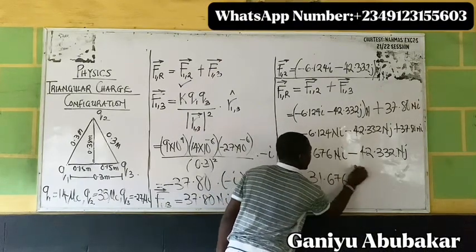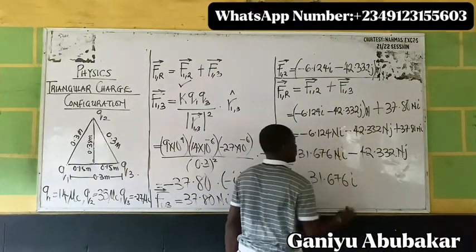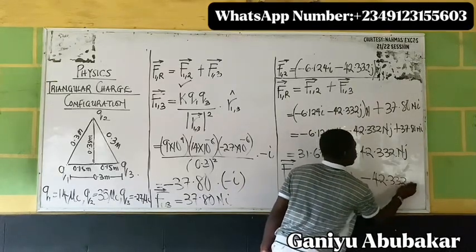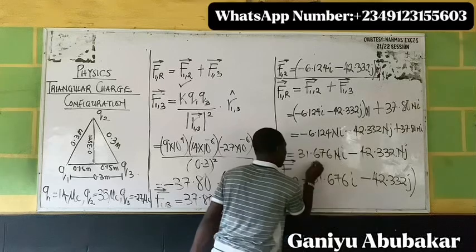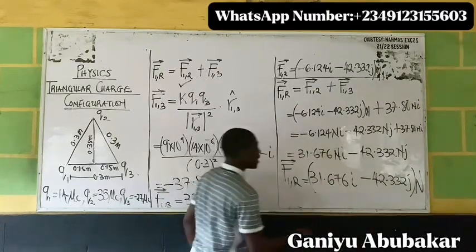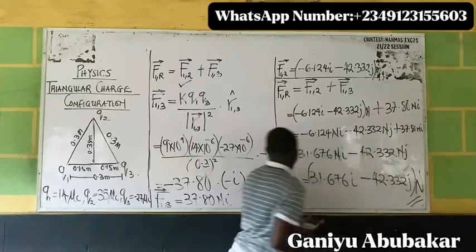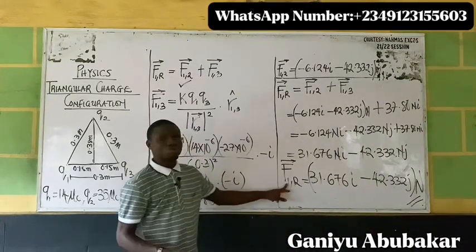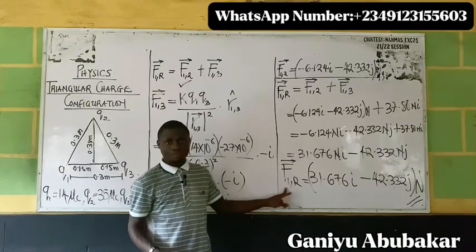So I'm saying that the exact value of F1 resultant is equal to 31.676 i, observe please, i minus 42.332 j in a bracket this way, then attach your Newton to the back. This is the final answer to F1 resultant. So F1 resultant is equal to this answer.